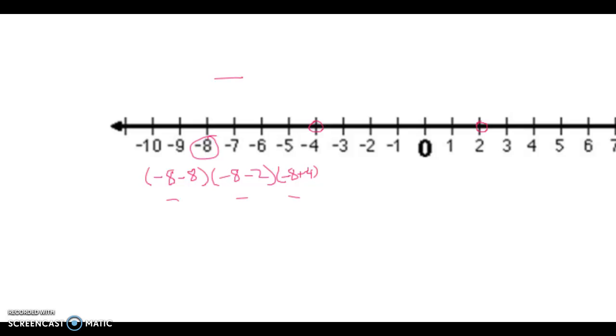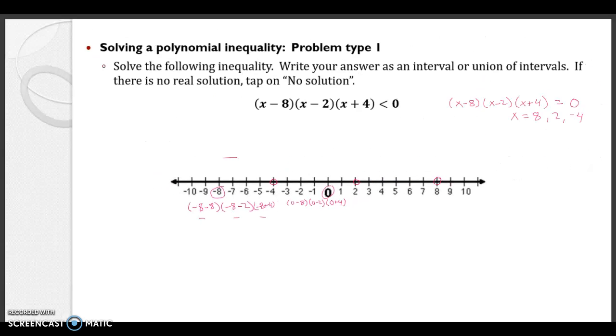Okay. Now, if I were to check, let's say 0, 0 minus 8 times 0 minus 2 times 0 plus 4. Now 0 minus 8 gives me a negative. 0 minus 2 is negative. 0 plus 4 is positive. So this overall is going to give me a positive.